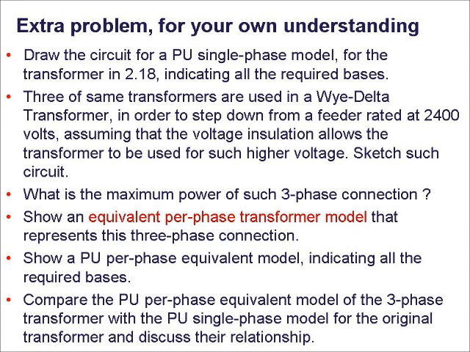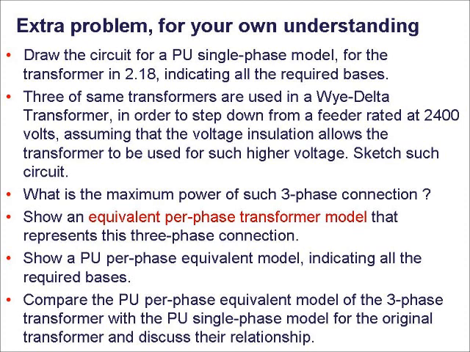Then the second bullet: you can consider 3 of the same transformers used in a Y-delta transformer, and you want to step down from a feeder, but that feeder is 2400 volts. Why am I doing that? Well, first, it is an exercise, okay? Because in real life, you have to be sure that the voltage insulation will allow your transformer to be used for a higher voltage. But suppose you can, okay? Suppose you have a class of insulation that allows you to go up to 2400 volts, okay?